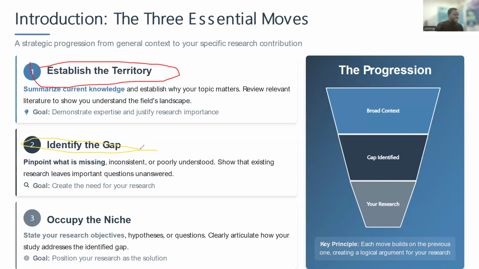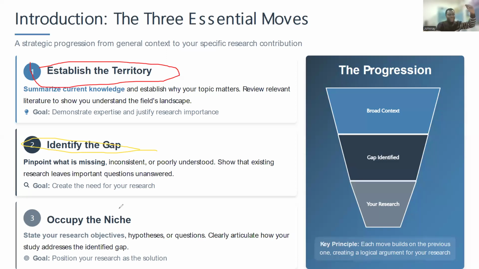Then the last thing is to occupy the niche. What it means is that you must now state your objective. That yes, this is missing. So everything must connect to each other. In your introduction, they must connect to one another. It's a progression. You don't state one here and leave and come. No, they must follow an order. They must connect to one another.